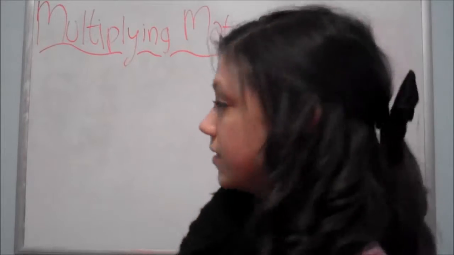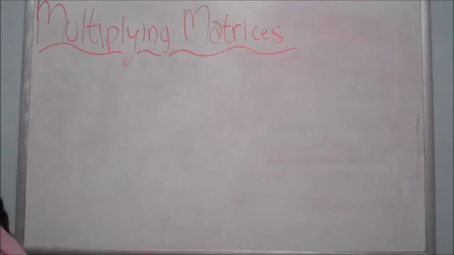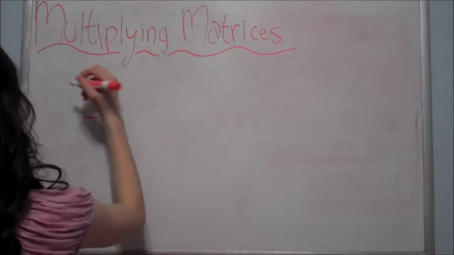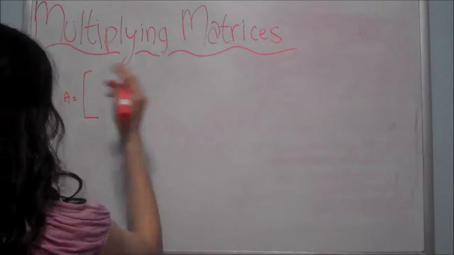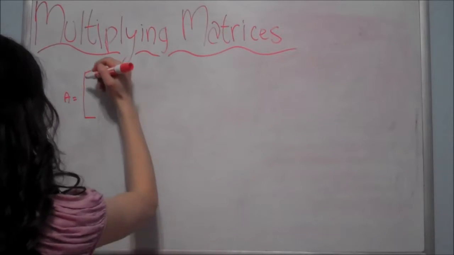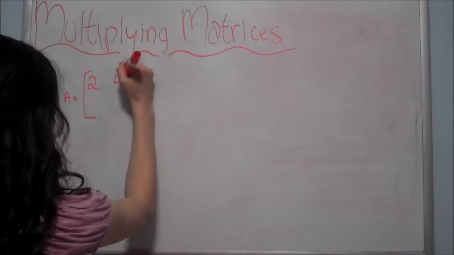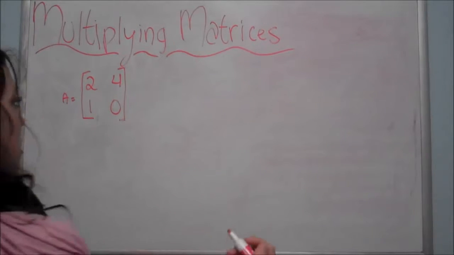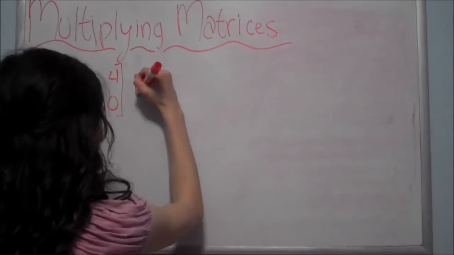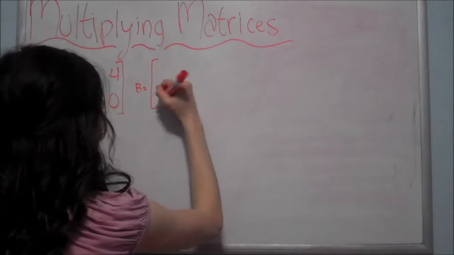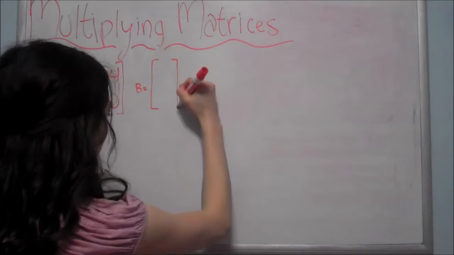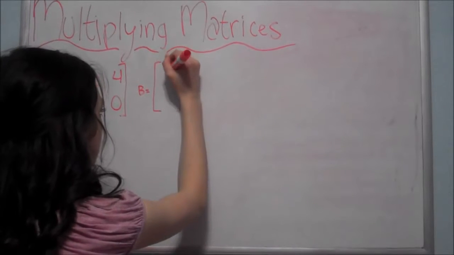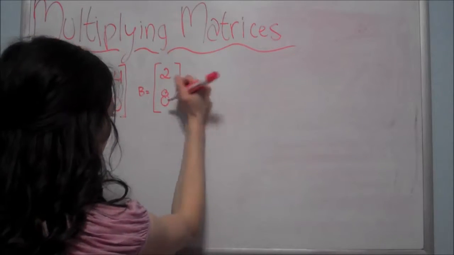So first what we're going to do is take a standard 2 by 2 matrix, and we'll call that matrix A. And that'll be a 2, 4, 1, 0 matrix. Now we're going to take matrix B, and we'll make that a 2 by 1, and we'll say, how about a 2 and an 8.